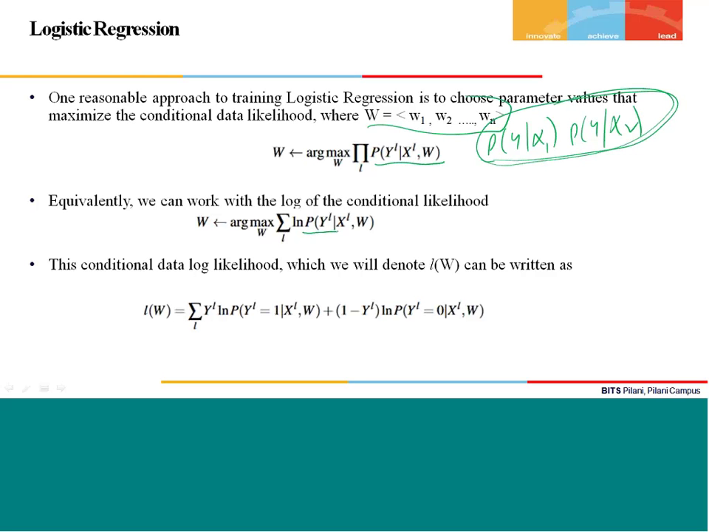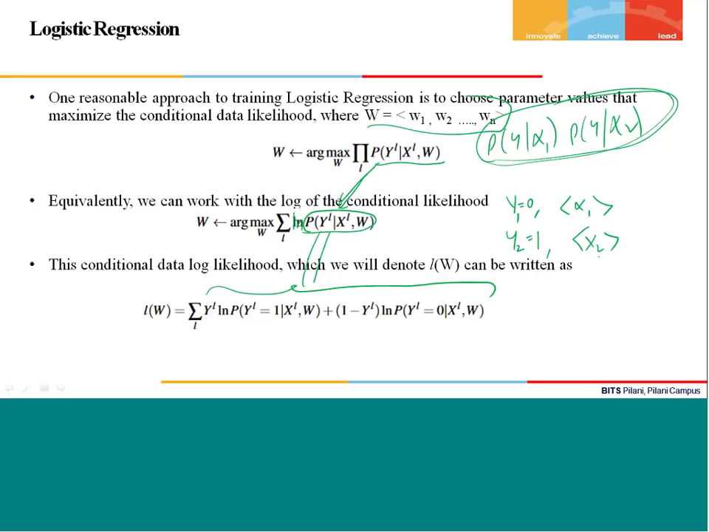So I can write this expression as this, where I have taken the log of it. So this is the log of this expression. Why can I write it this way? For example, my data sample is like y1 and there is some x1, and y1 is, let's say, 0. And let's say I have y2 equals 1, and I have some x2 corresponding to it.